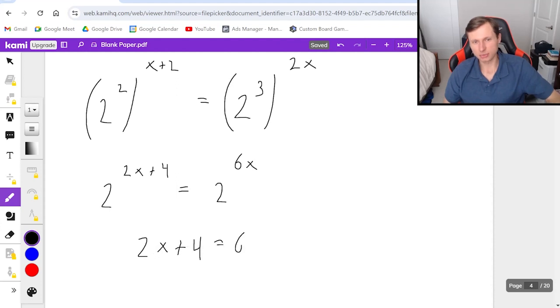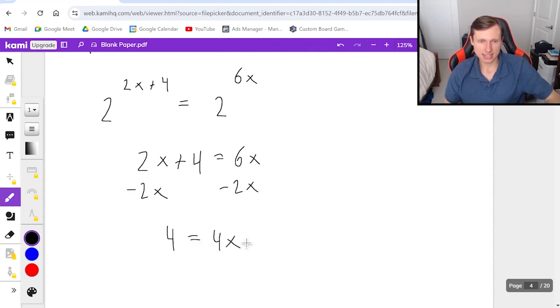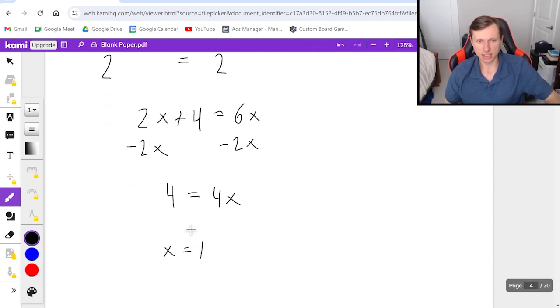So 2x plus 4 equals 6x. Subtract 2x from both sides. 4 equals 4x, and then divide by 4, x equals 1.